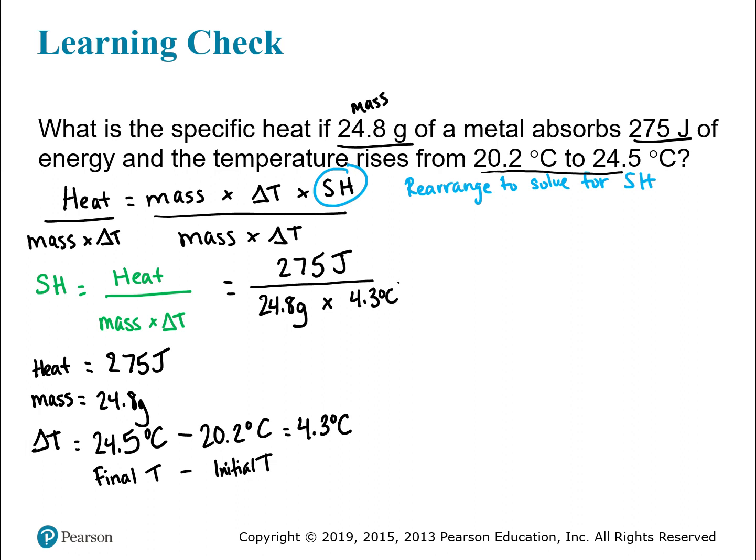That's the math that we're doing. And notice that we've got joules, grams, degrees Celsius. So always look it over and make sure that your units are in the right spot. When you put that into your calculator, it's going to give you a bunch of digits. But we have to think about sig figs.